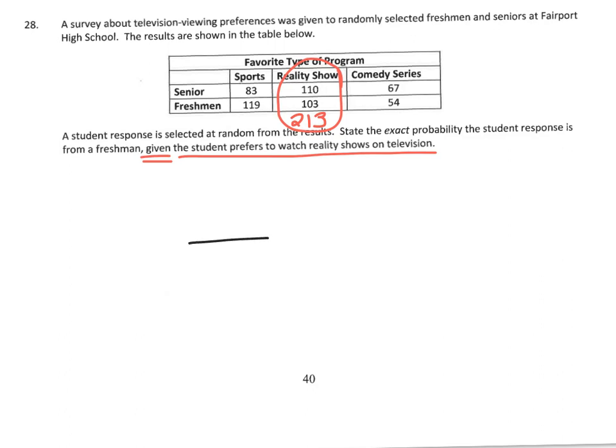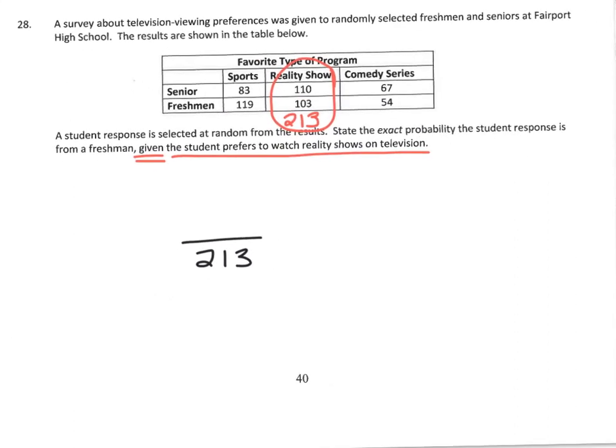Okay, so if that's the given category, we know if we want to find the probability, we're going to have a numerator and a denominator. That is going to be the denominator. That's the total number of people that we're looking at in this given condition. Now, out of those 213 people, we go back and read what comes before that in the sentence. How many of them are freshmen? Well, here they are. 103 out of the 213 are freshmen. So this is our answer.